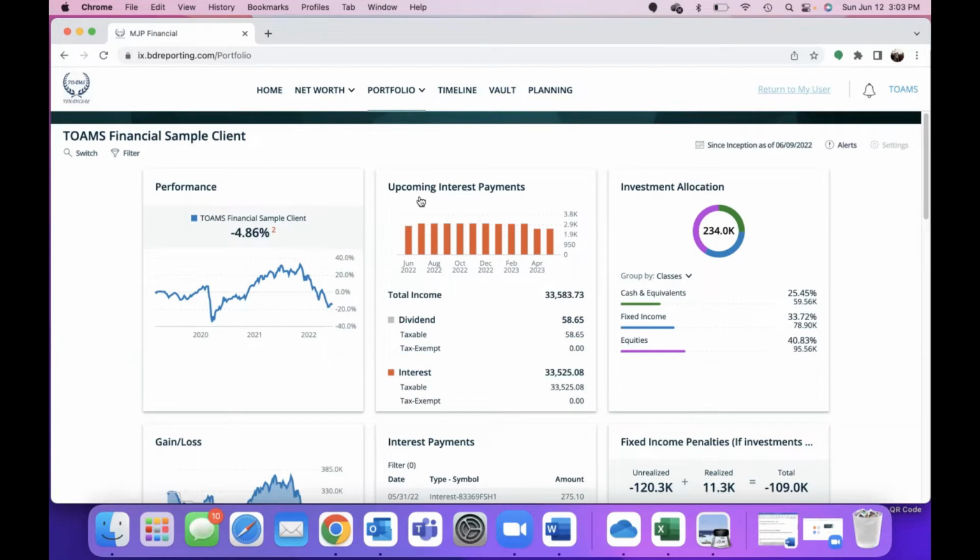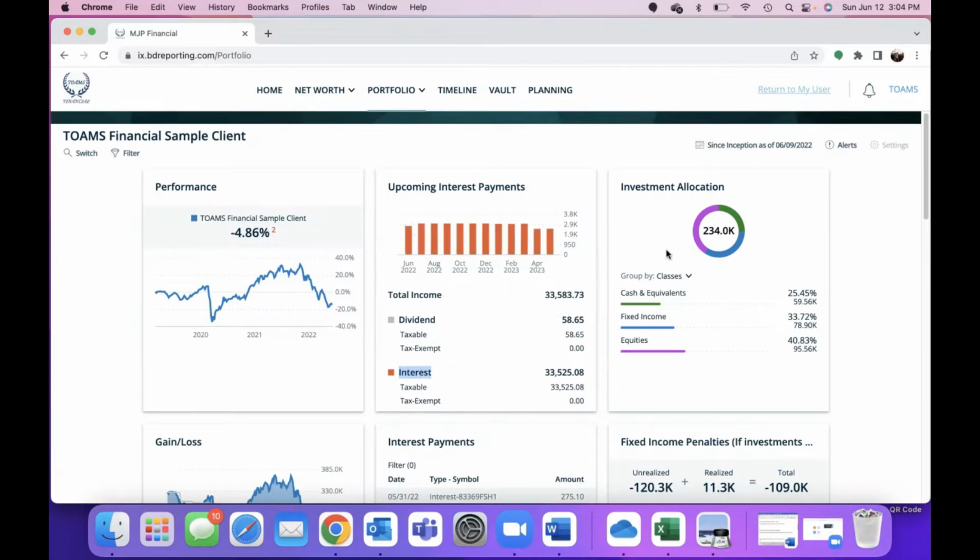Upcoming interest payments breaks down all the interest payments you have upcoming over the next 12 months. With your dividend interest, which is interest from stocks, mutual funds, and ETFs, and also interest payments, which are interest from CDs, bank notes, and structured notes. And as we hover over, it breaks it down from a month-to-month time period.